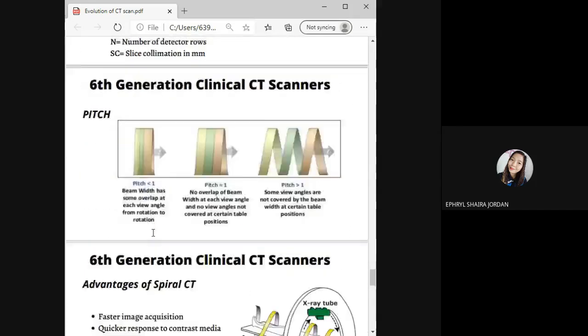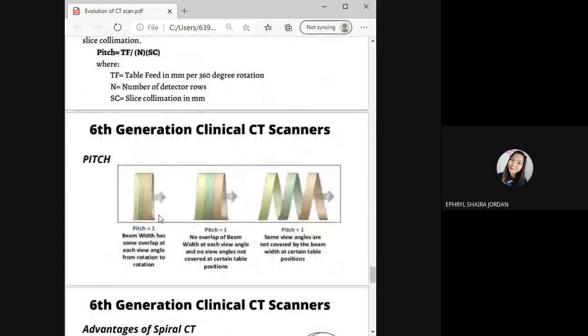So anong mangyayari nito? This is an illustration. So this is a pitch of less than 1. So the beam width has some overlap at each view angle from rotation to rotation. So yan, possible na mahina ang movement ng iyong table, and most likely mataas din ang radiation dose ng patient. So yan ang itsura or illustration ng pitch na less than 1.